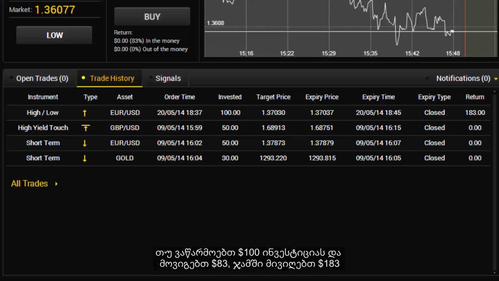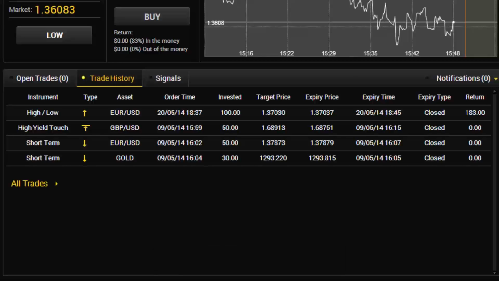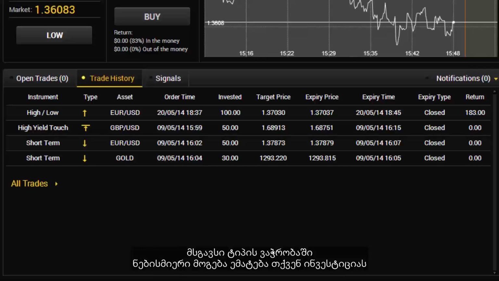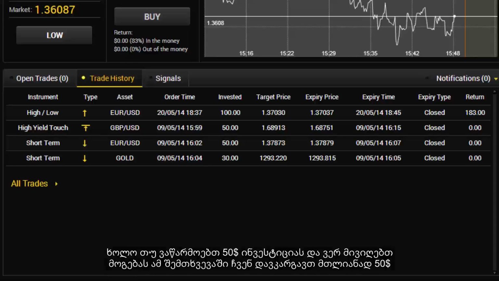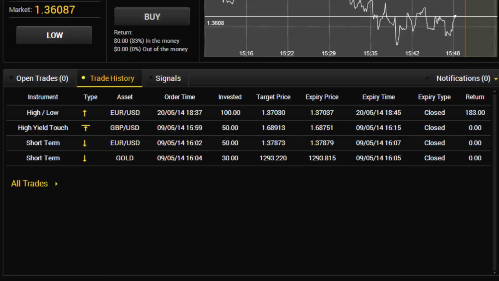If we were to invest $100 and the profit we made was $83, then the total we'd receive is $183. This is because in these types of trades, any profit you make will be added to your investments. However, say we were to invest $50 and we've made no profit on it, then you would lose the $50.